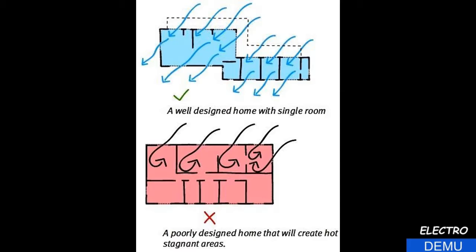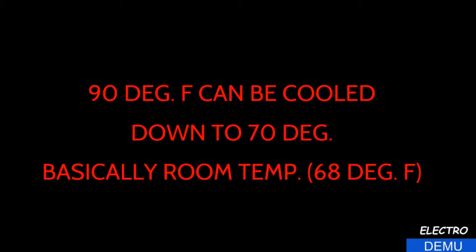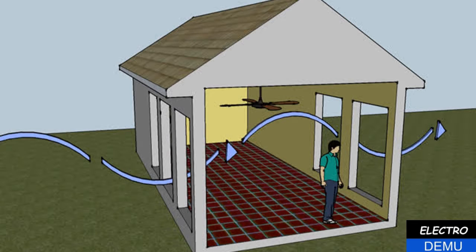Cross ventilation is very crucial. It's been found that with cross ventilation, you can actually reduce your temperature by 10 to 20 degrees. So, in other words, if it's 90 degrees Fahrenheit, you could reduce it close to 70 or room temperature, 68 degrees, just by cross ventilation. And of course, you're going to definitely make sure your house is properly insulated too.